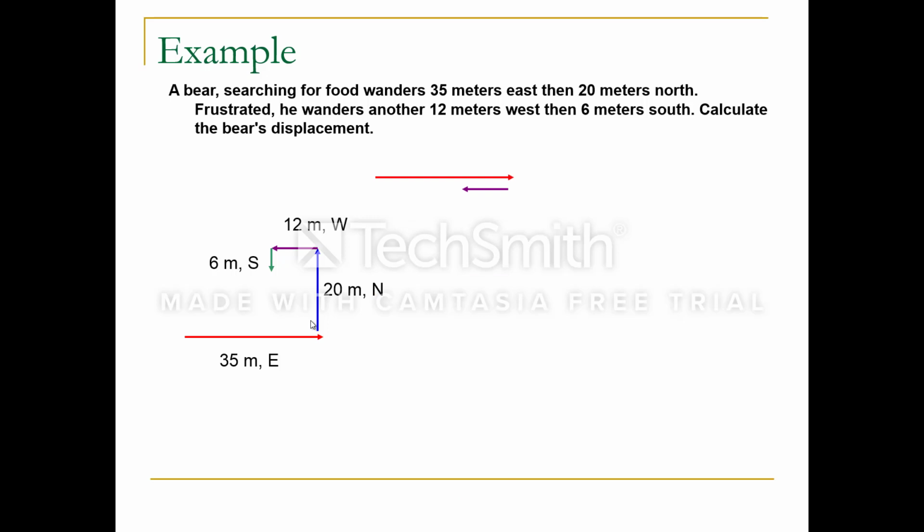So what you want to do is add all of your x's first. So add your x components first. I have 35 meters east, 12 meters west, so I'm going to subtract. That's going to give me 23 meters to the east. Then I'm going to do the same thing with my y's. 20 meters north, 6 meters south. Again, notice I'm still using that tip to tail method, drawing my resultant, going from the tail of the first vector to the tip of the second vector. So I went 14 meters north.